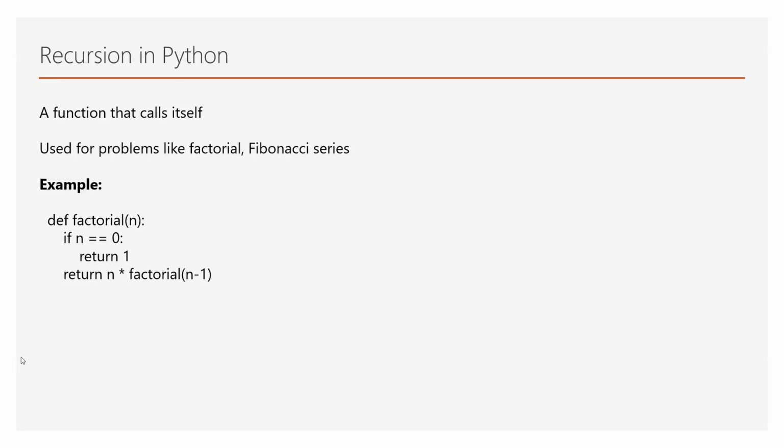Then comes recursion in Python. Recursion occurs when a function calls itself. It is useful for solving problems that can be broken into smaller subproblems, like computing the factorial of a number, or generating the Fibonacci sequence. Recursion should be used with caution to avoid infinite loops. That thing you have to keep in your mind. Here we have created a function as an example for computing a factorial. This is how you can do it.